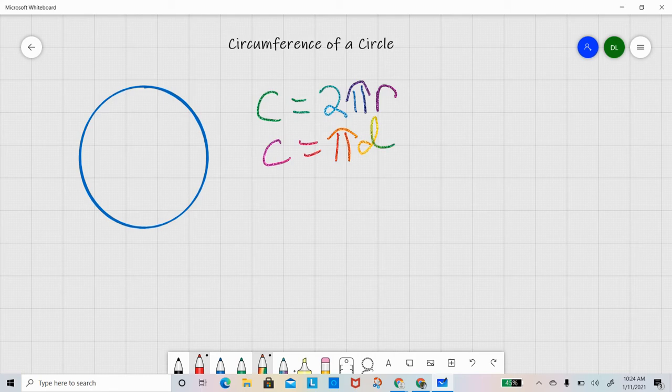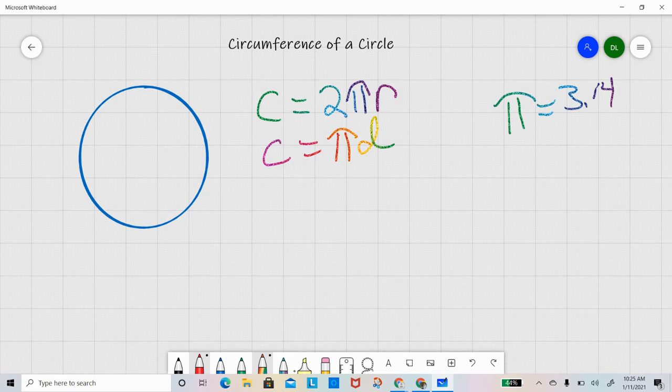So we have 2 pi r, 2 times pi, pi we know is 3.14, and r is the radius, and then we have c equals pi d, again, pi being 3.14 times d, d being the diameter. So first off, we have to figure out what are these diameter and radius that we're talking about.